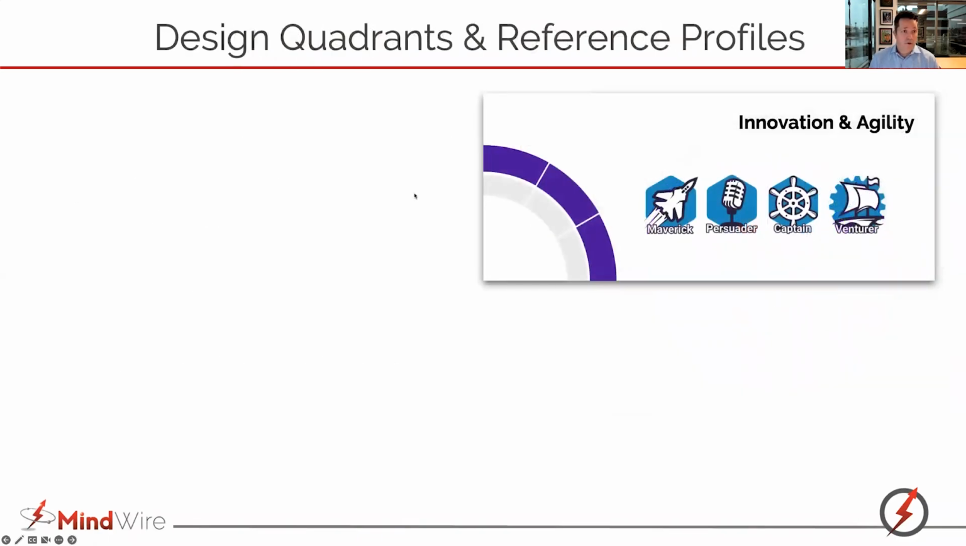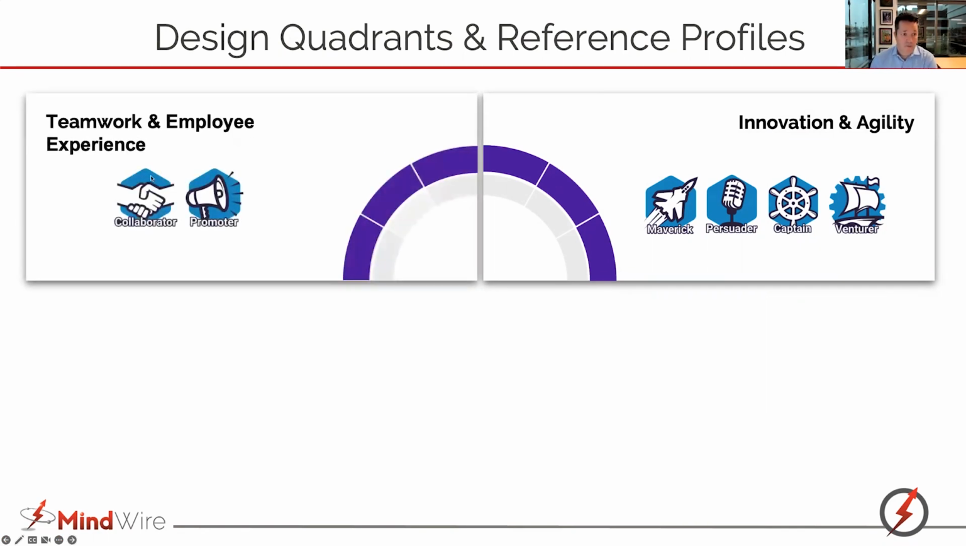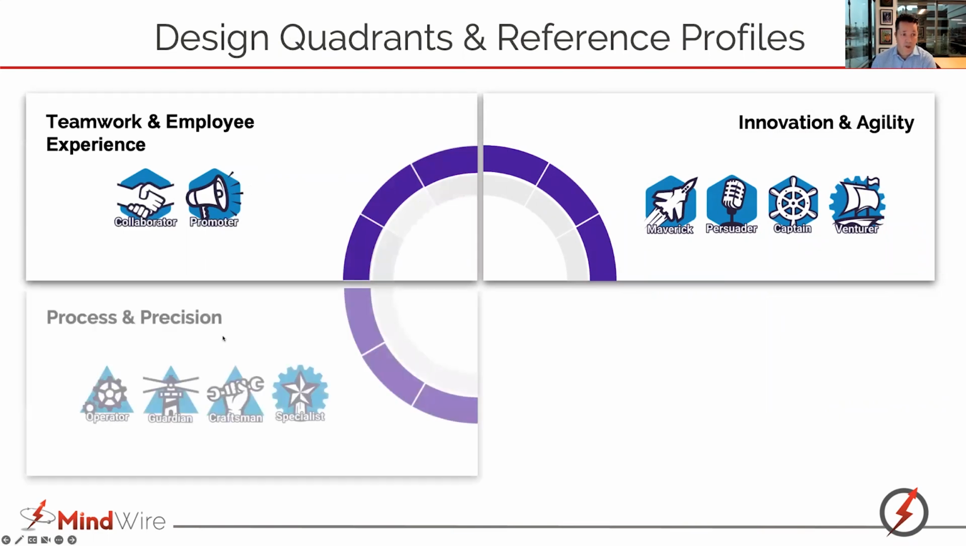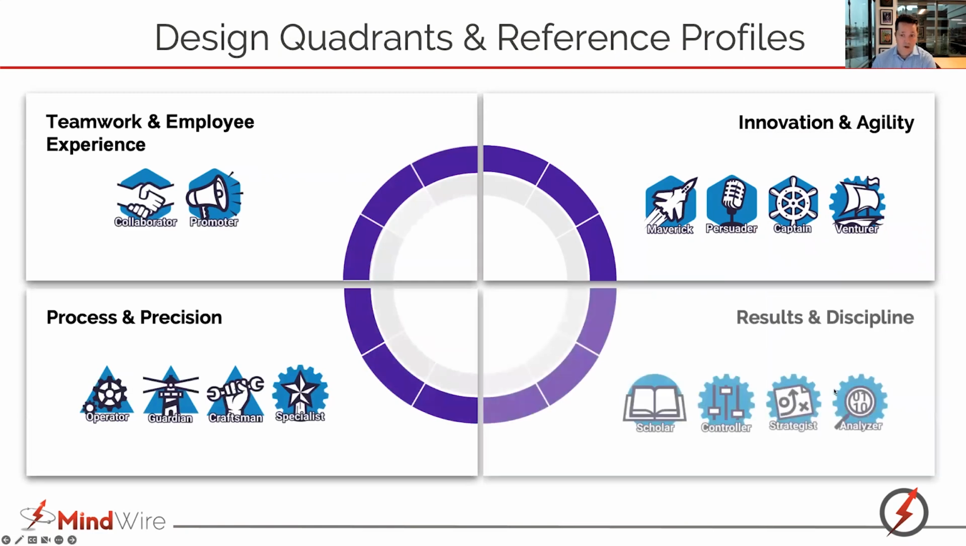So when you're looking for those people, and we have some materials and a guide on this to say, okay, who should I look for if I'm looking for innovation and agility and need help there? It's probably people with those reference profiles, right? What about teamwork and employee experience? It's some of these kind of folks that could really help you. Process and precision, these are the reference profiles you might look for. Results and discipline, we need help there. You're going to look for these kind of folks, right?